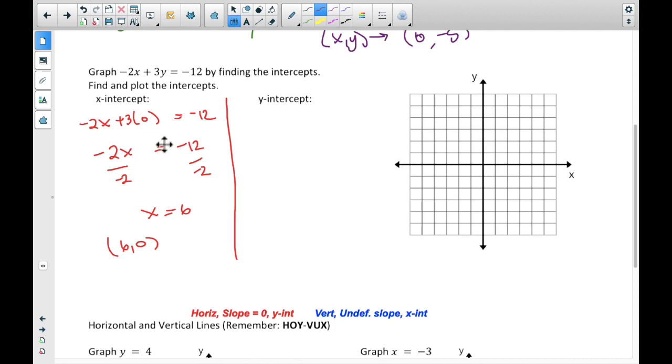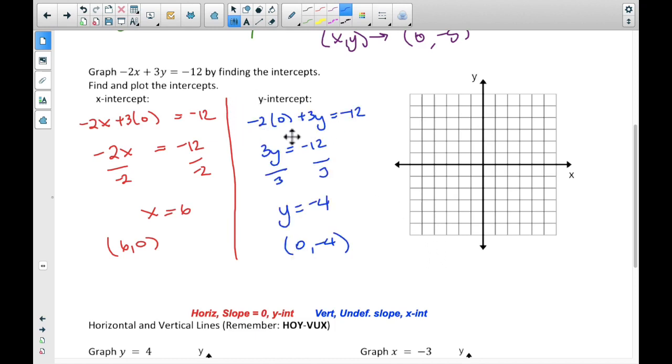Okay, so when you plugged in 0, you work it out. You get negative 2x equals negative 12, divide by negative 2. That gives you a positive 6 for x. So the xy coordinate is 6, 0. Okay, how do we do the y-intercept? Again, will you pause it here and see if you remember where to plug in and how to solve it?